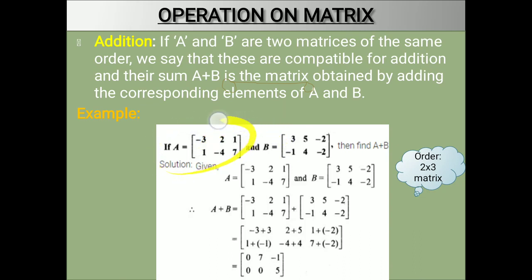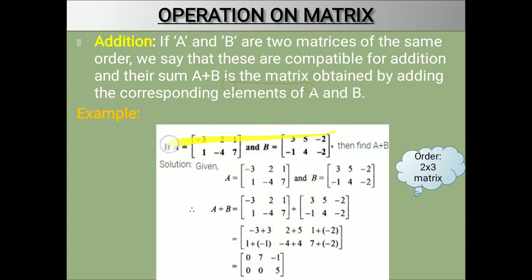For example, A is a 2 cross 3 matrix, where rows are 2 and columns are 3, so in total there are 6 elements. In B as well there are 6 elements. The first element, A11, will be added with the B11, so minus 3 plus 3 will come over here. Similarly, A12, first row but second column, will be added to A12 of B, that is 2 plus 5. So here I have written 2 plus 5.